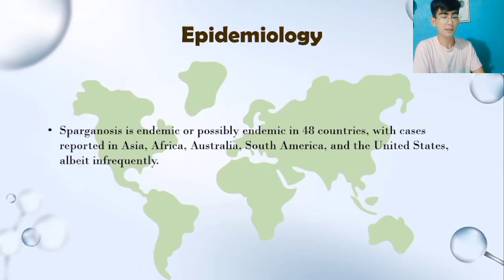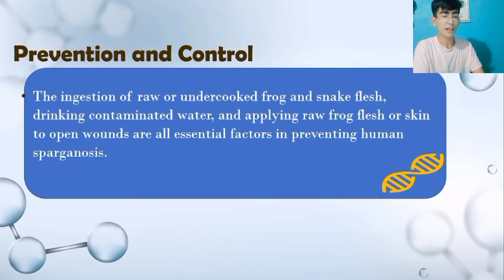Epidemiology. Sparganosis is endemic or possibly endemic in 48 countries, with cases reported in Asia, Africa, Australia, South America, and the United States, albeit infrequently. Prevention and control. Avoiding the ingestion of raw or undercooked frog and snake flesh, drinking contaminated water, and applying raw frog flesh or skin to open wounds are all essential factors in preventing human sparganosis.